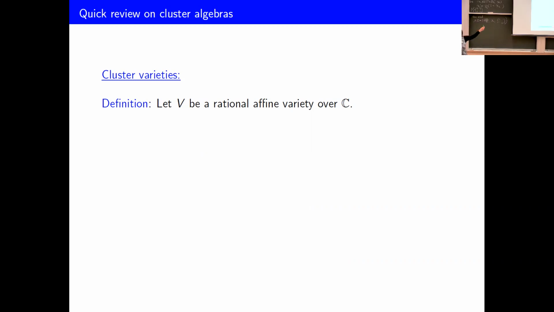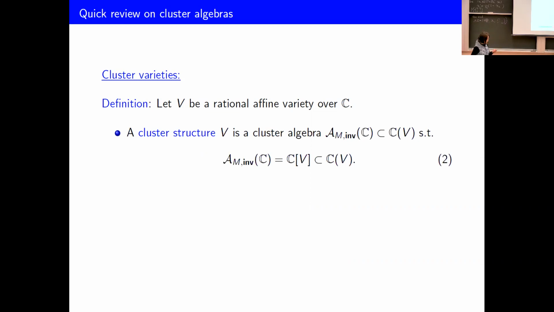So far in the previous definition, we just worked with algebra, and a cluster variety. Just for personal safety, I want to work over C. So let's work with a rational affine variety, to see what is called a cluster structure on the variety.